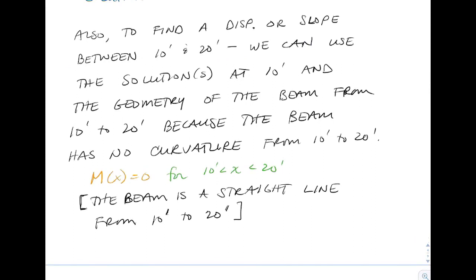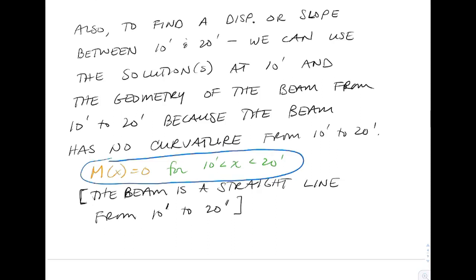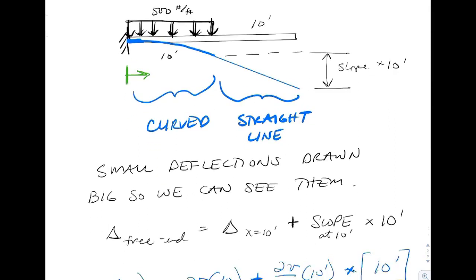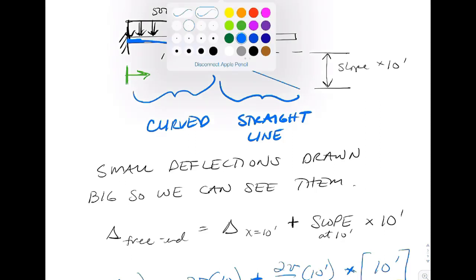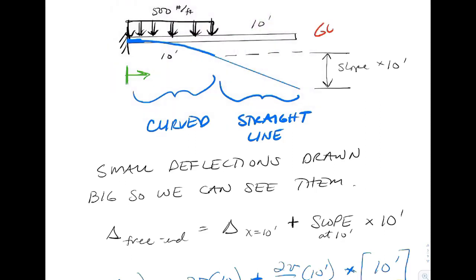And now how do we end up taking advantage of the fact that we have a segment on our beam that actually has 0 moment without doing the beam equation? How can we use superposition? And so there's our curved section. We've got a straight line section, and we are going to attack this by geometry.